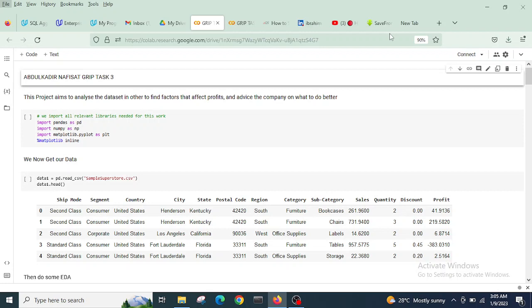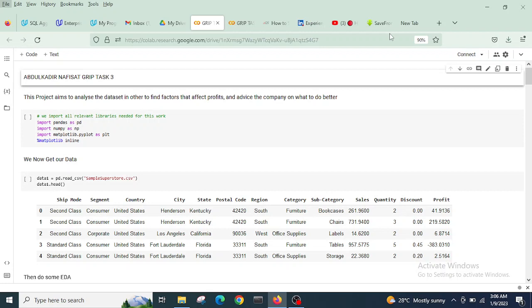I was really excited about this project. This project aims to analyze the data set in order to find factors that affect the profit and advise the company on what to do better. So we first start by importing our libraries as always.